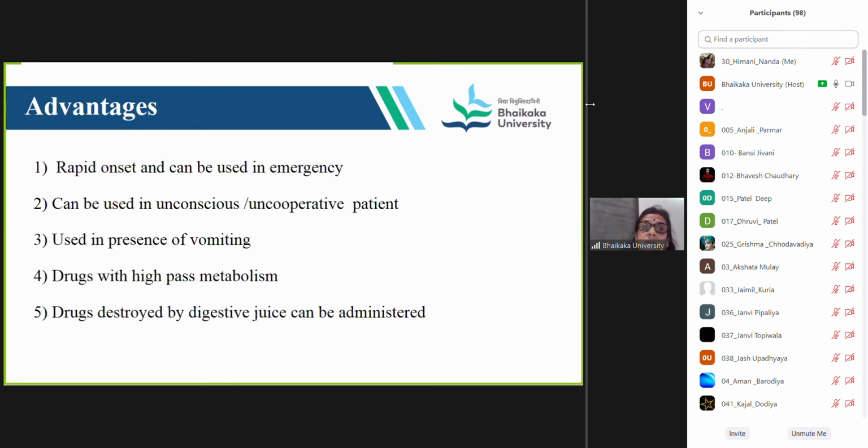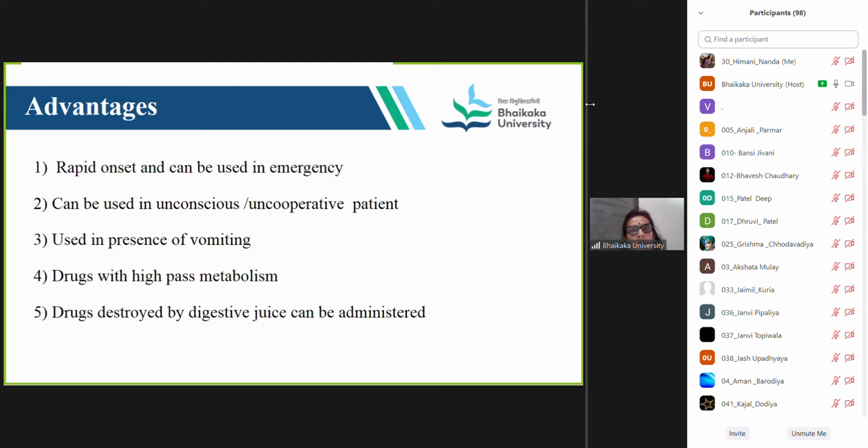Then there are certain drugs which have high first-pass metabolism, so the property will not allow the drug to act and it may be inactivated. That type of drug can be given via the parenteral route. I will let you know, please don't worry about that. Just now remember the advantages. And drugs which are destroyed by digestive juice can be administered via the parenteral route.